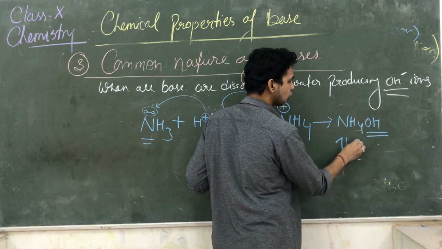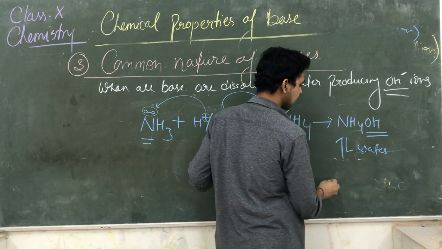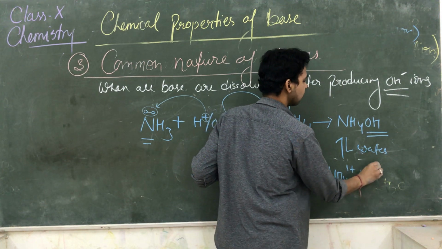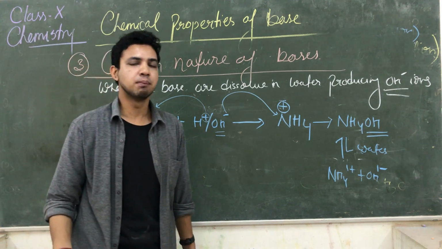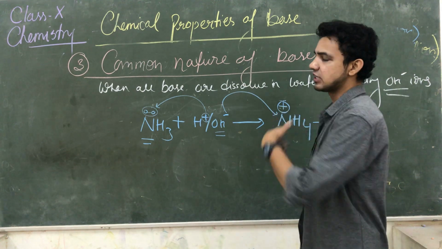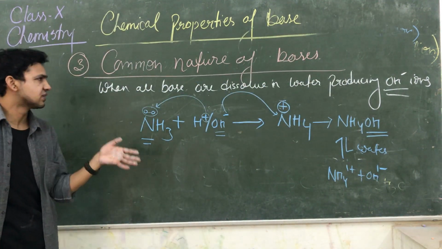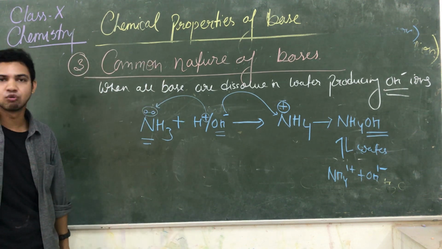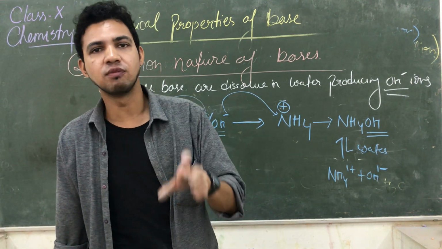And when ammonium hydroxide dissolves in water, अगर आप इसको फिर से वाटर में पास कराएंगे, so it gives you NH4 1 plus and OH 1 minus. So ammonium hydroxide is also basic in nature. When they dissolve in water, they give you OH negative ion. So these are the common features of the bases. Why are the bases common in nature? When all the bases dissolve in water, they give you OH negative ion. This is the common feature of the bases.